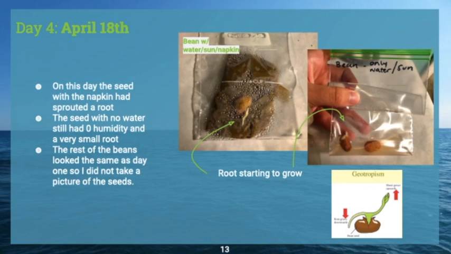By day 4, the seed with the napkin had sprouted a root, and the seed with water still had zero humidity, as we can see right here. And the rest of the beans looked the same as the first day, so I didn't take a picture. And on this picture, I do want to note that the root growing downwards is an example of geotropism, which is where the root goes down, and then soon we'll see this part of the bean grow upwards.